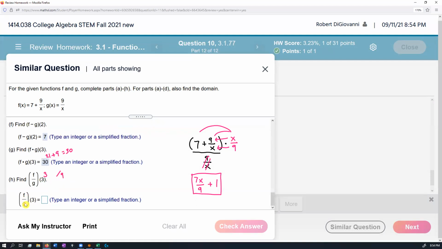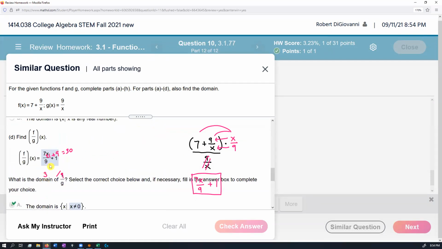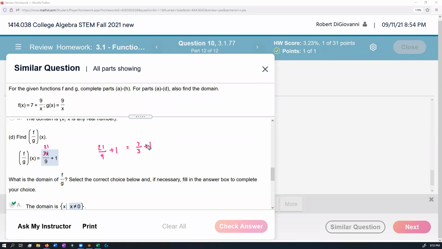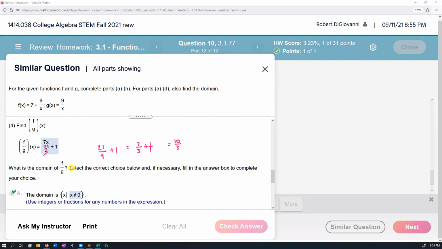And then finally, f divided by g of 3. So we go to our answer for f divided by g, which is this one, and we plug 3 in here. So 3 times 7 is 21. And 21 divided by 9 is not something we can do, but we can reduce the fraction. 3 goes into both of those, 7 over 3 plus 1. And then get a common denominator, add these two together. So you should get 10 thirds. So 10 thirds.